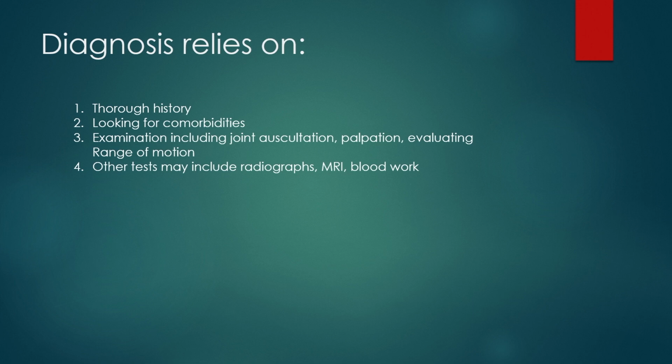And then with the joints, I do use a stethoscope to listen because I can pick up crepitus better that way, me personally. But my kids tell me I'm getting hard of hearing already, so who knows. But I hear better with a stethoscope. So I'll do that, palpation, evaluate the range of motion. That gives you a big hint as to what's going on. And then other tests can include radiographs, MRI if needed, blood work if needed. So the history kind of gives you an idea of which direction to go in.